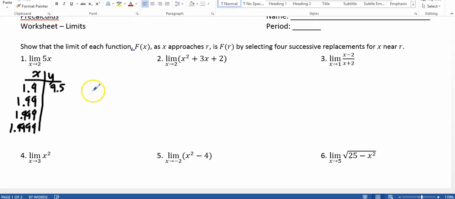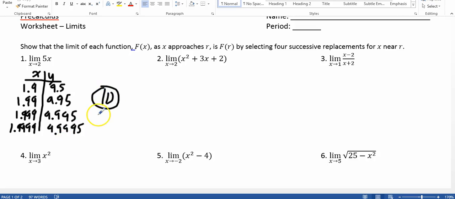Then you would repeat plugging this into your calculator, but you would use 1.99 times 5, which gives you 9.95. And then you plug in the next number, 1.999 times 5, and you get 9.995. And finally, 9.9995. It's kind of a tedious process, and that's why we'll talk about faster ways to do this over the next few days. But the idea here is that I'm saying as my x values get closer and closer to 2, my y values seem to be getting closer and closer to the number 10.